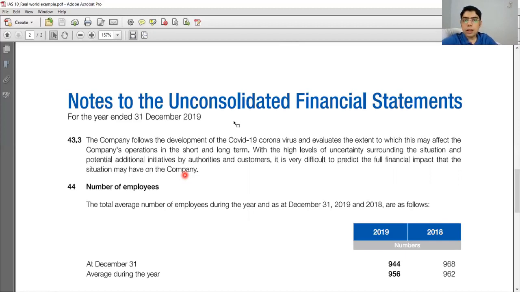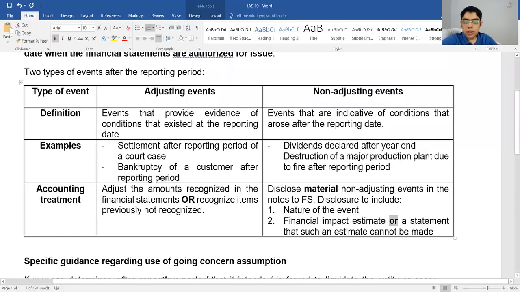So I'm again going back to the notes where we were discussing a snapshot. I hope now you can better appreciate the distinction between adjusting and non-adjusting events. You can also differentiate how the two events are supposed to be accounted for, what is the appropriate accounting treatment in the books of accounts and the financial statements of the company.